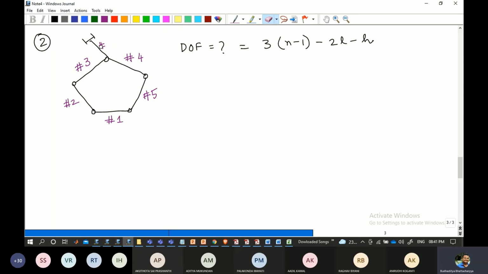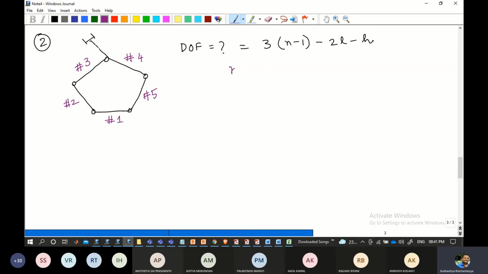Please understand this carefully. This is not part of the structure or the DOF. This is just an end effector which is connected on top of the structure. So we are not going to consider this as a link by any means. Be careful in this. This is the structure. We are calculating the degree of freedom of the structure itself, not the end effector.